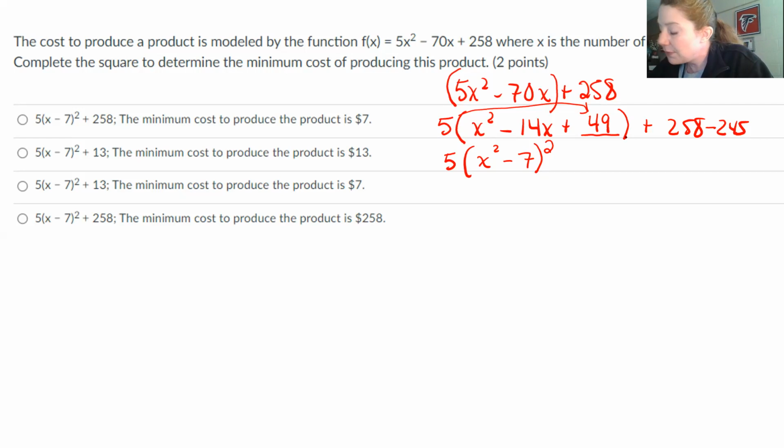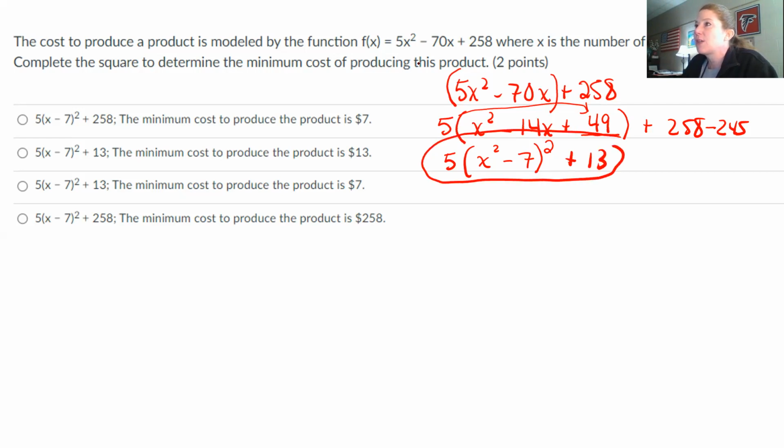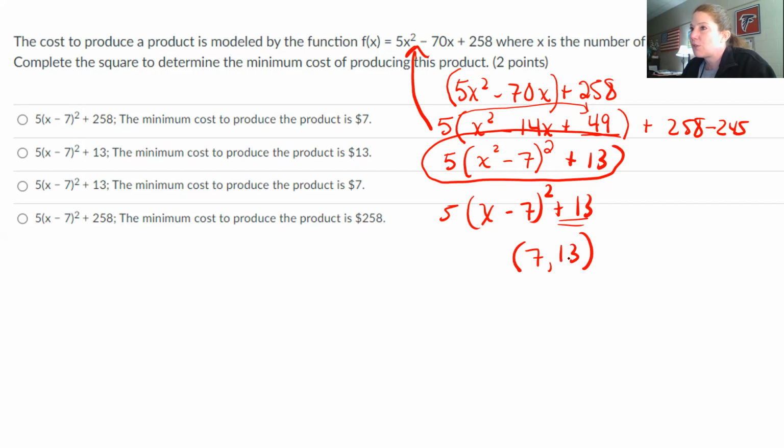So 258 minus 245 is +13. This is the vertex form of this equation. Now that we have it in vertex form, we have x minus 7 squared. That means our x value is the opposite of -7, which is +7. And our y value is the second number in its original form. So these are the two numbers we're looking for: 7 and 13.